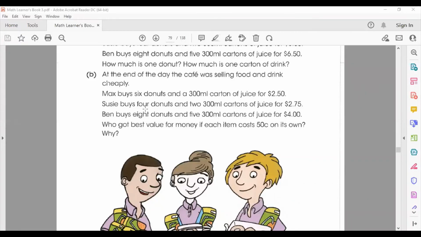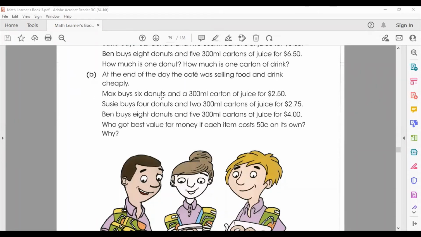So if we are talking about here, Max buys 6 donuts, $2.50. Susie pays $2.75. Ben buys 8 donuts and 5 cartons of juice, $4. Okay, the price for each item costs 50 cents on its own. At the end of the day, the cafe was selling food and drinks cheaply. So how might they save? Who got the best value?